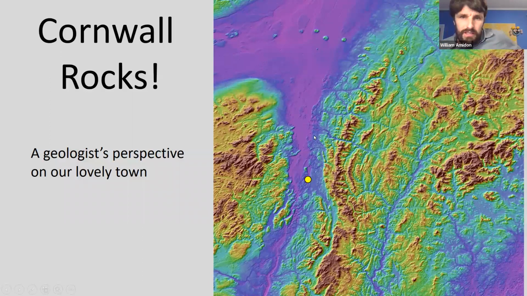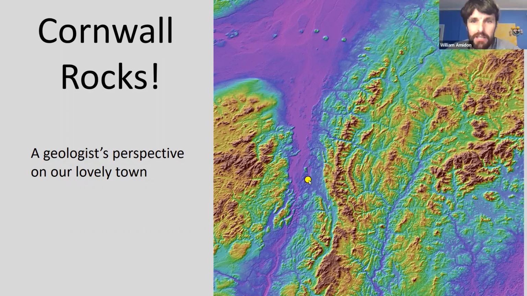What we'll start out with is this image. This is a shaded relief image. And we're going to show a lot of these, so it's worth talking a little bit about what these are. These are made from digital topography. So it's a digital rendering of our topography here in the Champlain Valley.